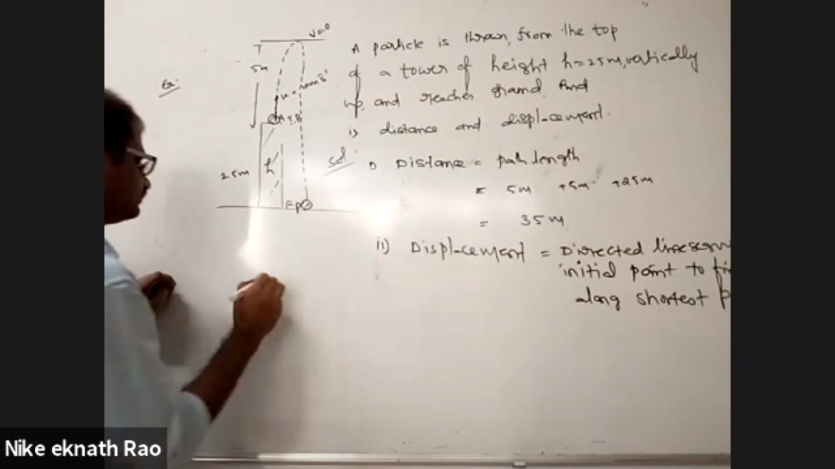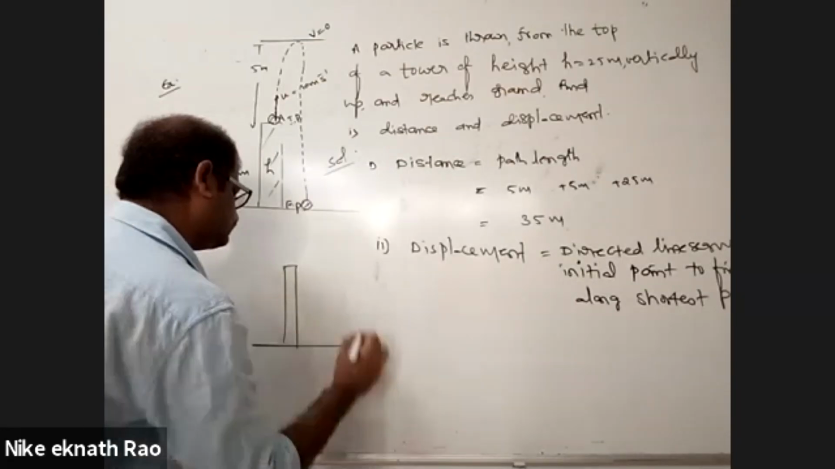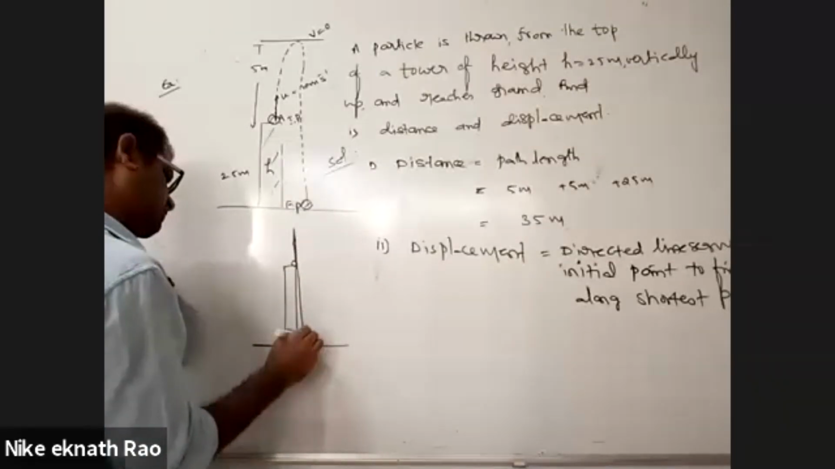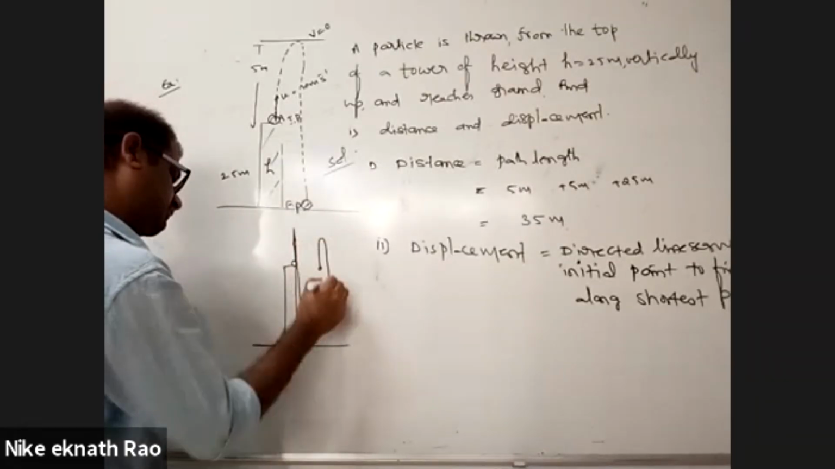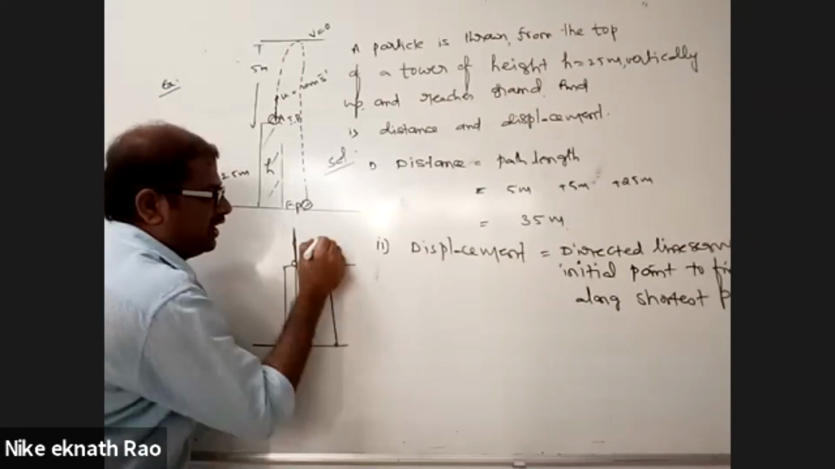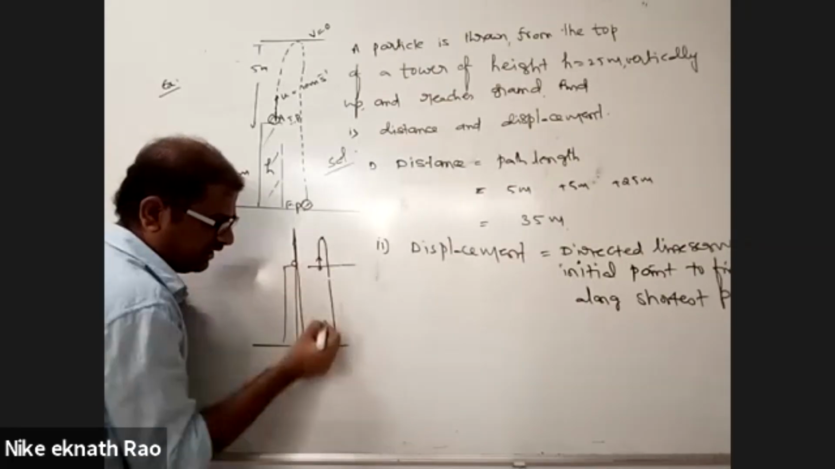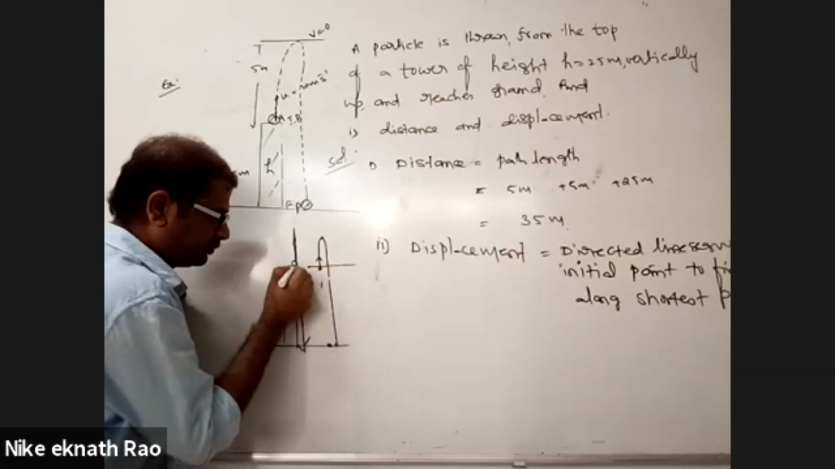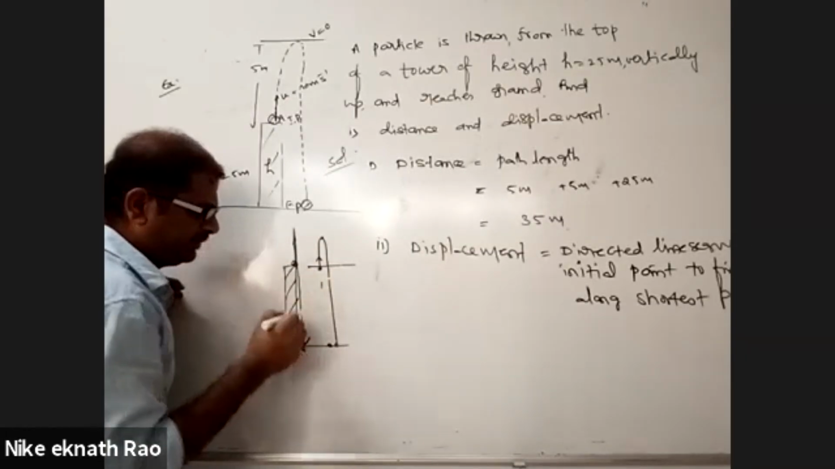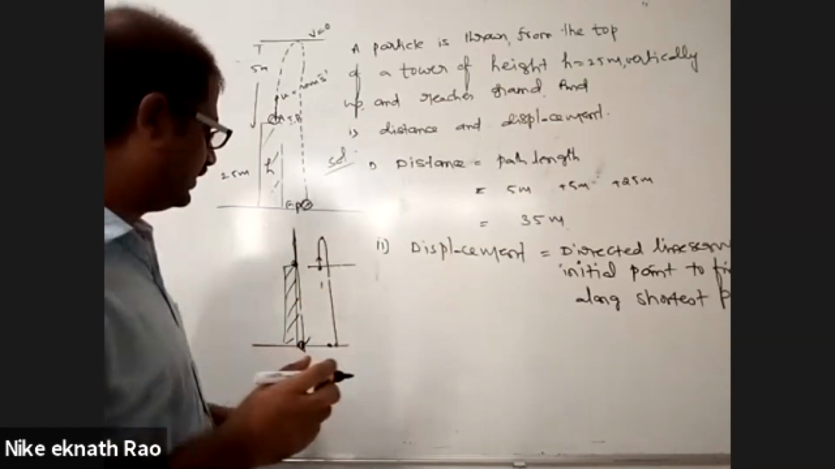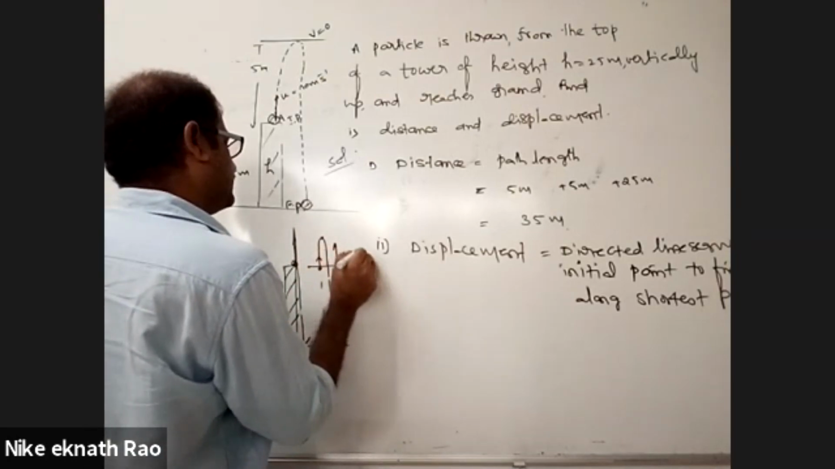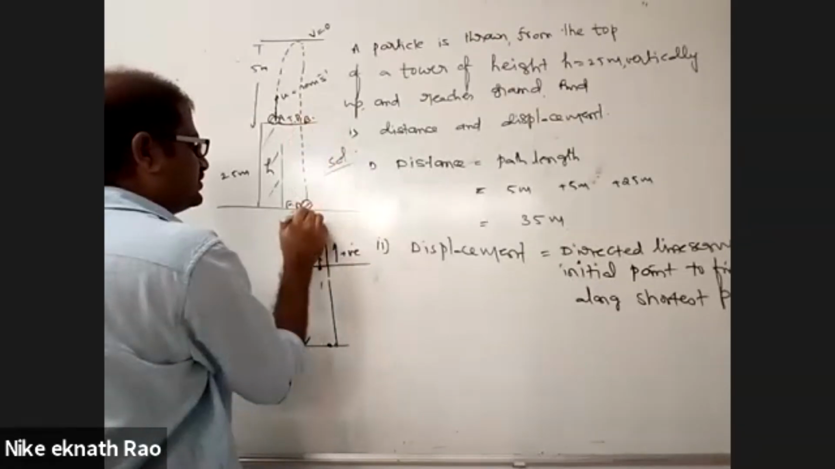The particle is going like this and coming back the same way. But the diagram is just showing the path: going up, again coming down, along the same vertical line. If you throw from the edge of the tower, it falls at the foot of the tower. So the initial direction of travel is upward, taken as positive. This is C and this is C.